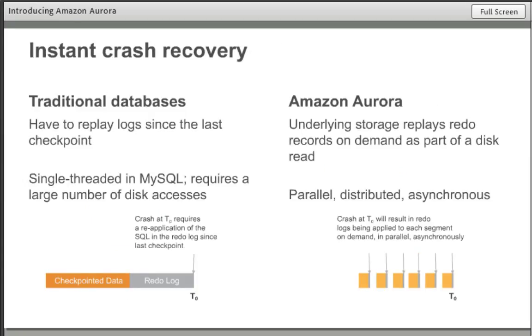Now, we've also talked about or hinted at very fast crash recovery, and we're actually going to claim instant crash recovery, which is a pretty bold claim that we really need to back up. So here we go. With a traditional database, you would tend to checkpoint your logs every 5 minutes, and the idea there is to ensure that you only have a fairly limited amount of logs that you would need to replay in the event of a failure.